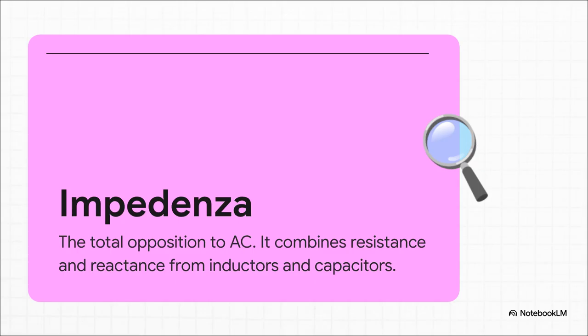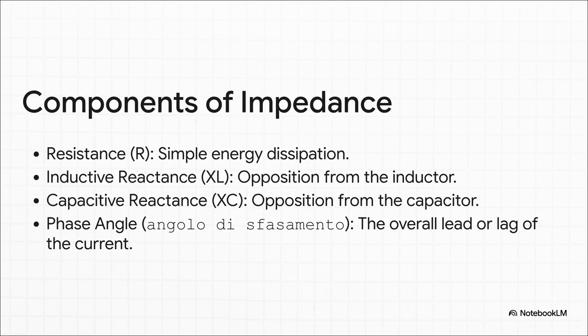So, in this more complex circuit, we can't just talk about resistance anymore. The total opposition gets a new name: impedance. It's basically the grand total of everything fighting against the current. The simple friction of the resistor, plus these push and pull effects from the inductor and capacitor, which we call reactance. So, you see, impedance is really a team effort, or maybe a team competition.